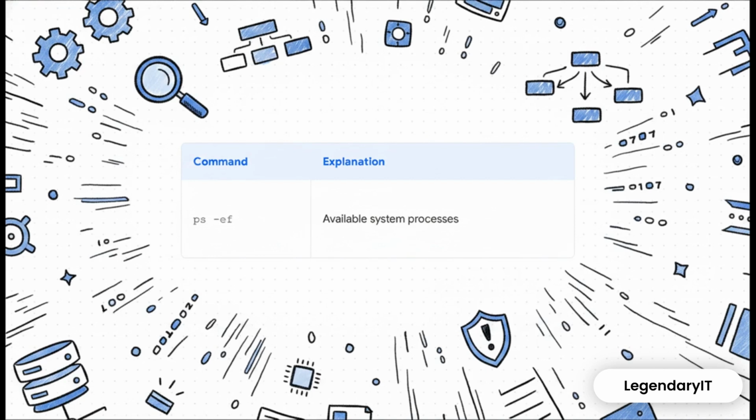The ps -ef command, this is our master list of evidence. It shows every single process running on the system, who started it and when. It's like a complete manifest of all activity. Our job is to scan this list and look for anything that just seems out of place. A process with a weird name, or maybe one that's eating up way too many resources.